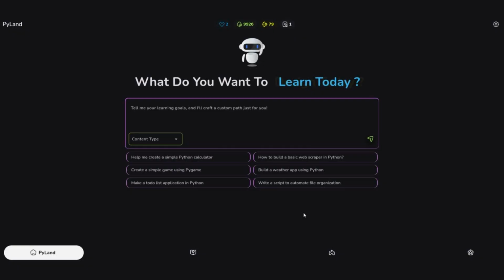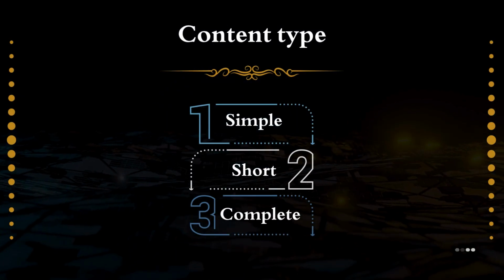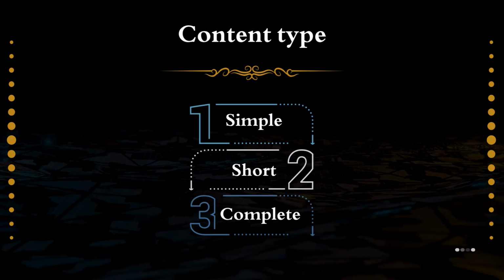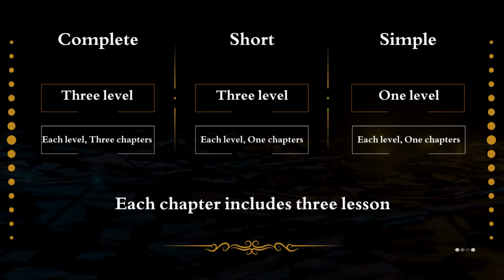Here, your learning path begins with just one prompt. PyLand creates a personalized course based on what you type here. For example, imagine you want to build a simple calculator using Python. So, just type it here. PyLand offers three types of courses: simple, short, and complete.